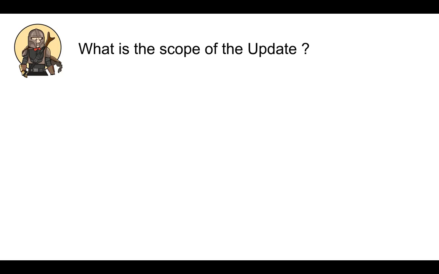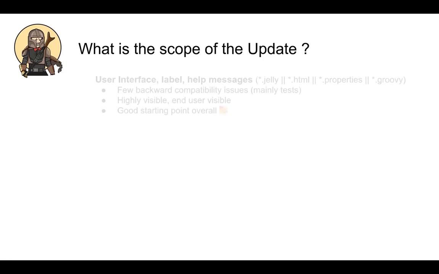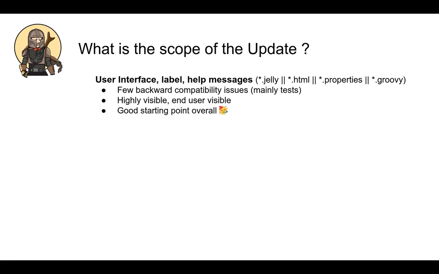Back to the topic. So yes, but what do we change? The first idea is about the user interface, because it's highly visible. It's the first thing the end user sees, and there are very few backward compatibility issues. Mainly, it's about changing the same word in some tests that were using the word to verify something. So it's a very good starting point, and a lot of contributors have started making these changes on the UI.